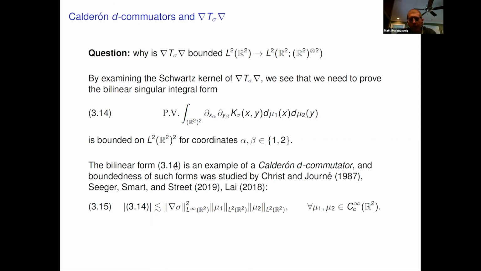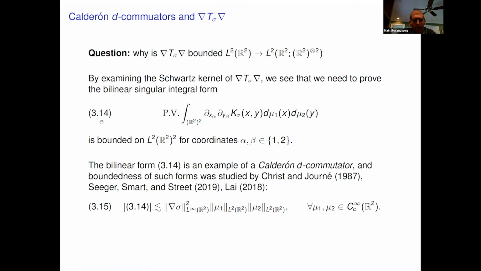But this bilinear form is an example, or more precisely, can be reduced to an example, of a class of singular integral forms called Calderón commutators. These are a generalization of the classical Calderón commutator in one dimension. The boundedness of such forms was studied by Christ and Journé in a paper from the late 80s. And then more recently, it's been revisited and highly non-trivially extended and generalized by work of Seeger, Smart, and Street, and by Lai.